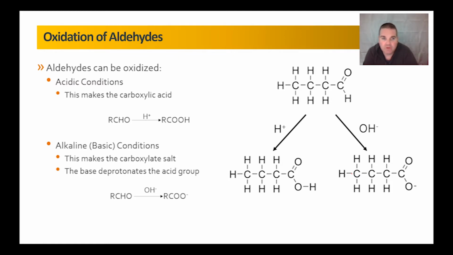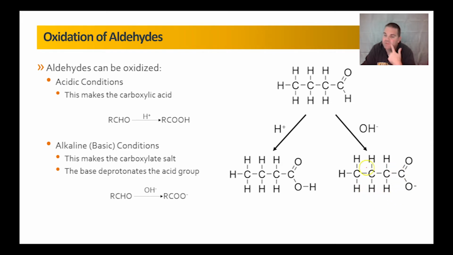Aldehydes can be oxidized either under acidic conditions or alkaline conditions. When you oxidize them, it's just that second step in the oxidation of the primary alcohol, so we're going to our carboxylic acid. If you do it under acidic conditions, you just end up with the acid. However, if you oxidize it under alkaline conditions, you deprotonate the carboxylic acid group, so you end up with the carboxylate salt here.